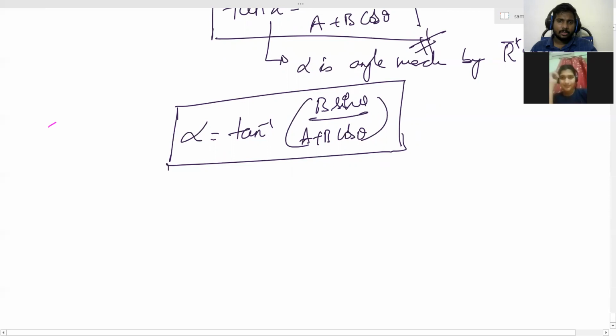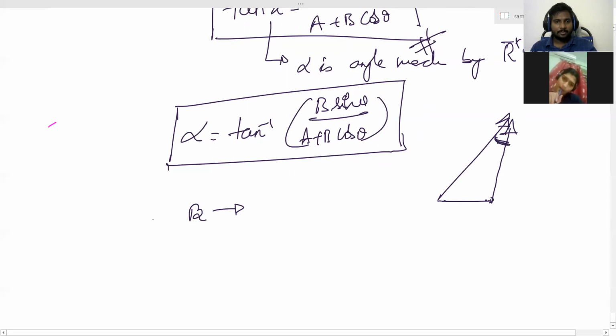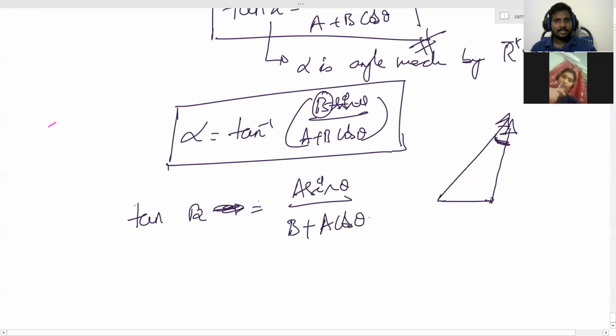Similarly, if someone asks you what is the angle made with B vector? This is R, right? B vector is like this, somewhere. This is the angle. And at that time, don't get confused. What you write is tan beta is equal to, instead of A you write it as B, and instead of B you write A. So it becomes tan beta equals A sin theta by B plus A cos theta. Like that you do. You need to again draw the diagram and everything.